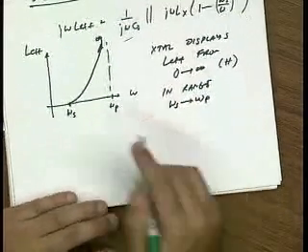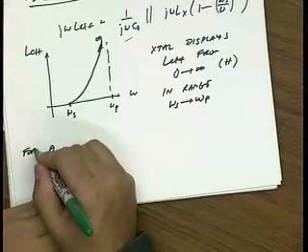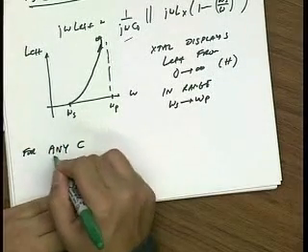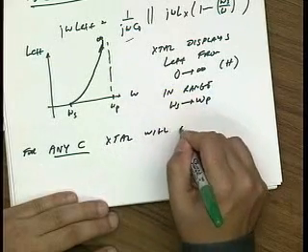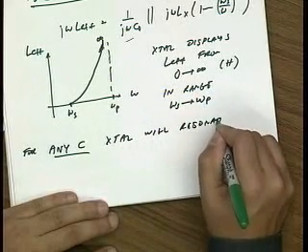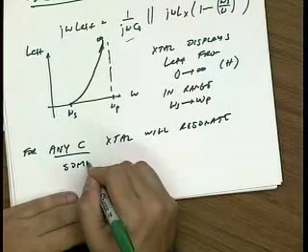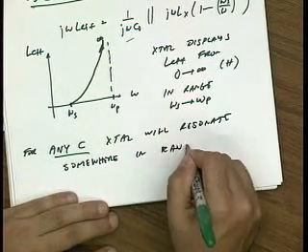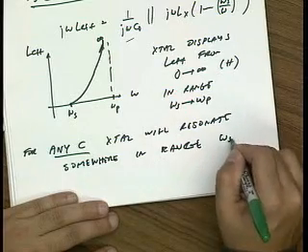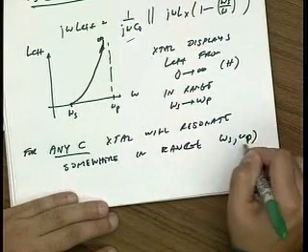And that justifies that for any C, the crystal will resonate somewhere in the range omega s, omega p. Okay.